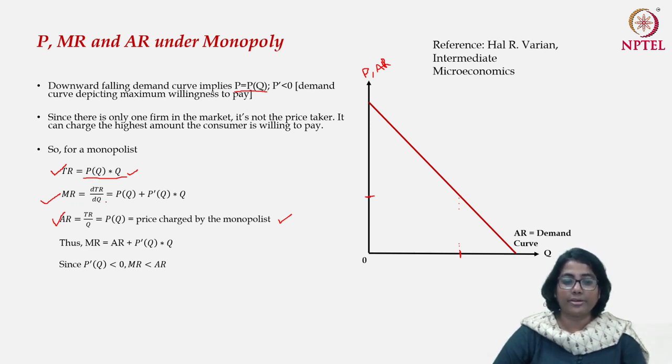So if I take the marginal revenue, that is the derivative of total revenue with respect to Q, what I get is P plus P prime Q multiplied by Q. How am I going to get this?